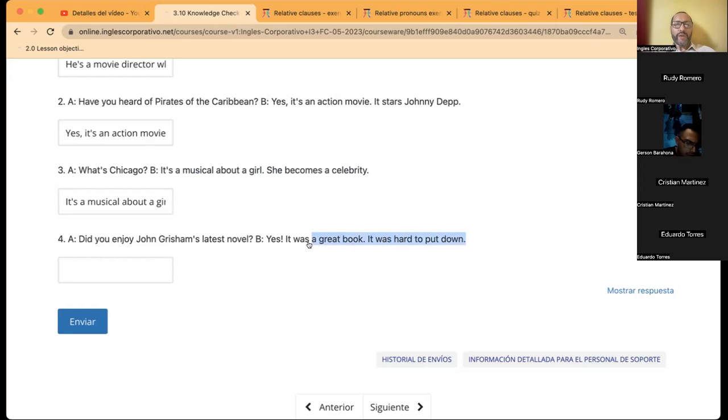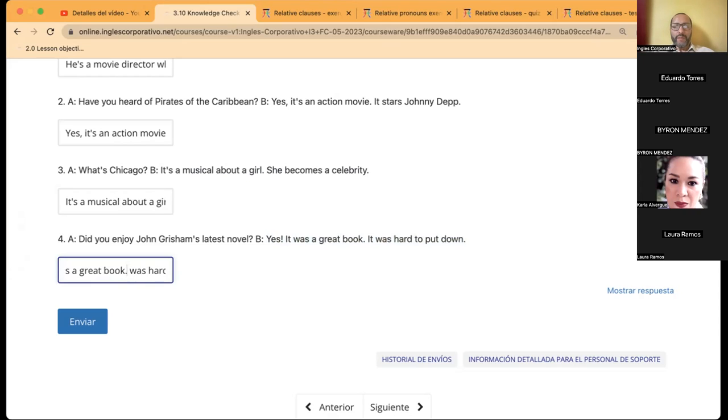Did you enjoy John Grisham's latest novel? Yes. It was a great book. It was hard to put down. Are we talking about John Grisham or a book? A book. Okay. So what do I eliminate? It. And what do I put? That. Which or that? Remember, the two are correct.